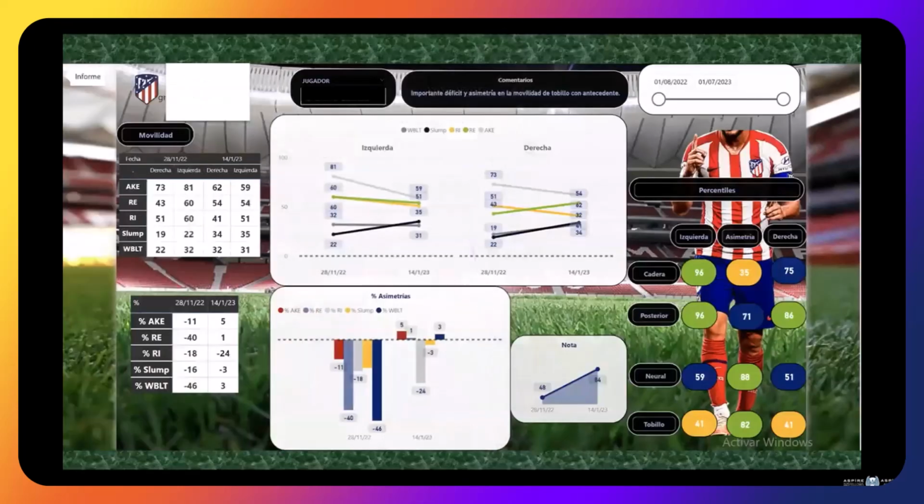This is one example of how we show this mobility in our dashboard. We can see the values and the progression. We can see the symmetries in the bottom part and how we progress. And on the right side, based on colors, we have the percentiles compared to the group, so we can see, at a quick glance, the problems that we are facing with that exact player.